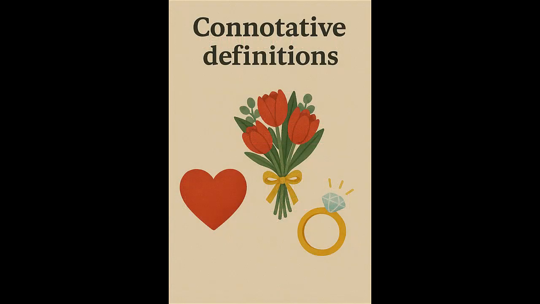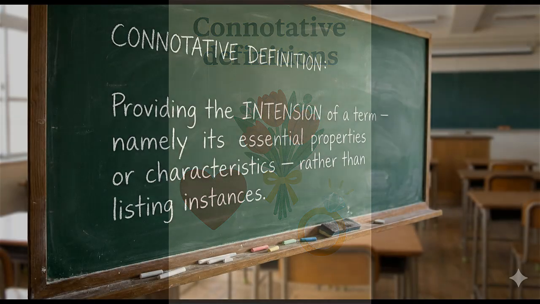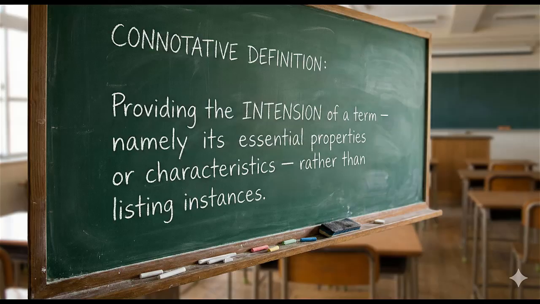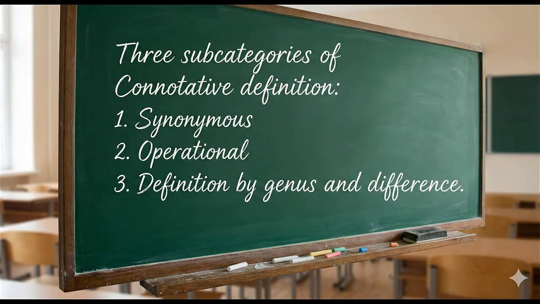Now that we have covered the three types of denotative definitions, let's turn our attention to connotative definitions. You provide a connotative definition by giving the intension of a term, namely its essential properties or characteristics, rather than listing instances. And connotative definitions, just like denotative ones, have three subcategories: synonymous, operational, and definition by genus and difference.